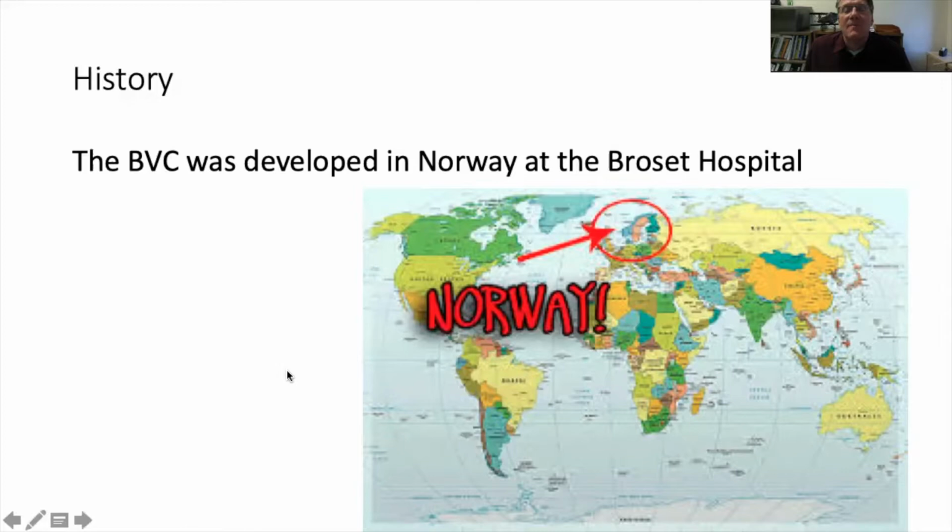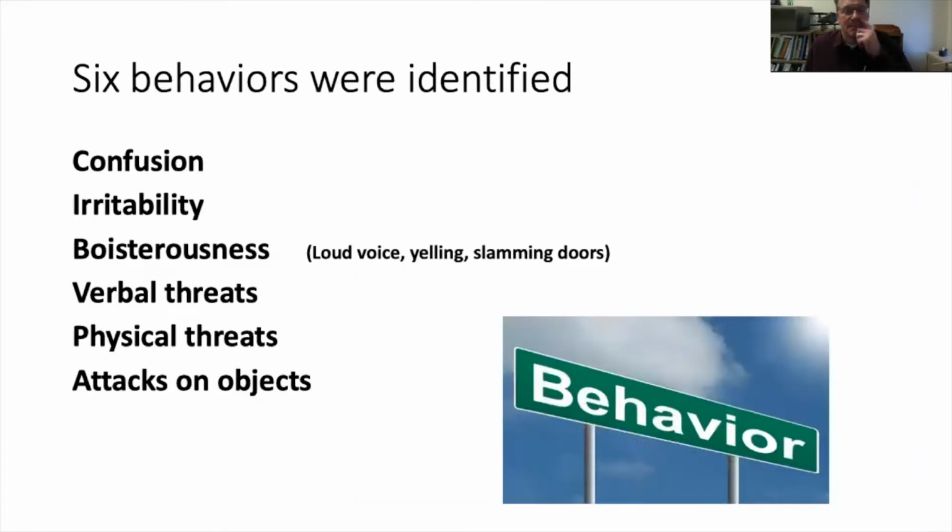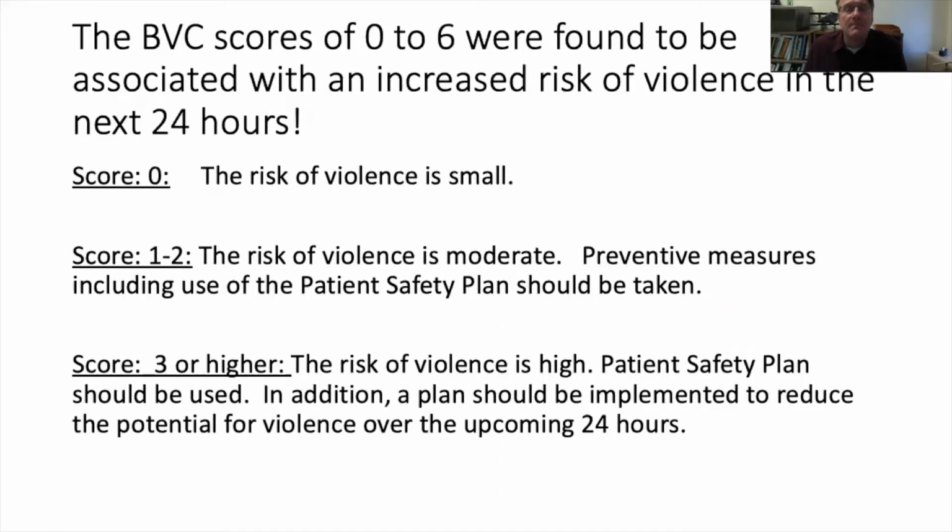What happened at Broset Hospital was the researchers there identified certain behaviors that preceded violence. Six behaviors in particular were identified: confusion, irritability, boisterousness, an odd term meaning loud voice, yelling, slamming doors, just generally being loud and abrasive, verbal threats, physical threats, and attacks on objects. They realized that the presence of these behaviors was associated with violence in the next 24 hours.